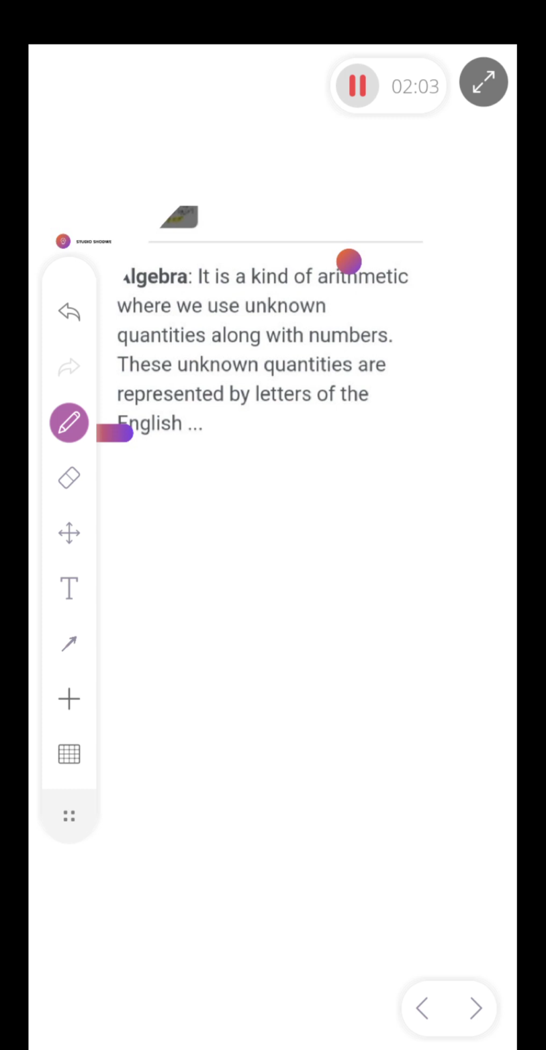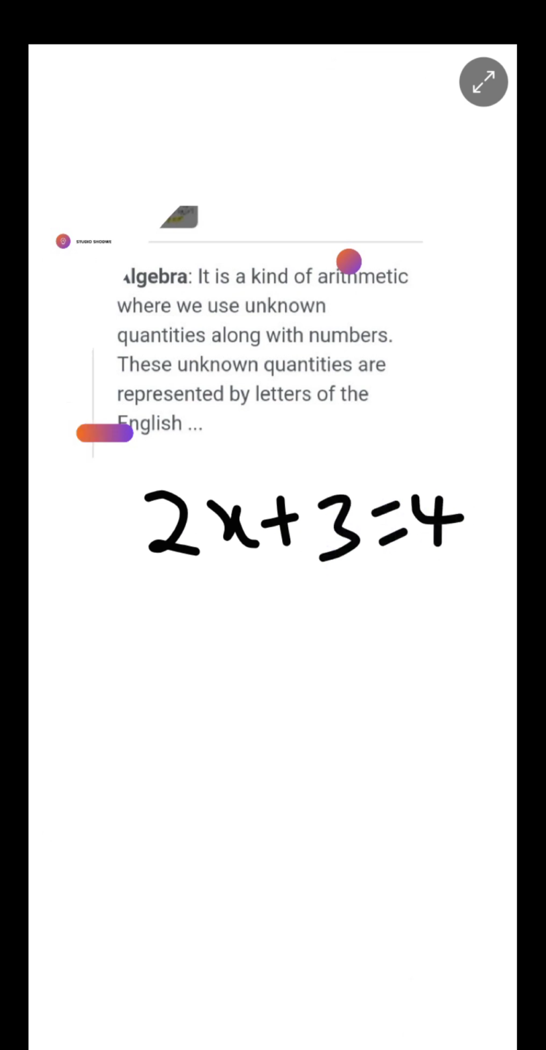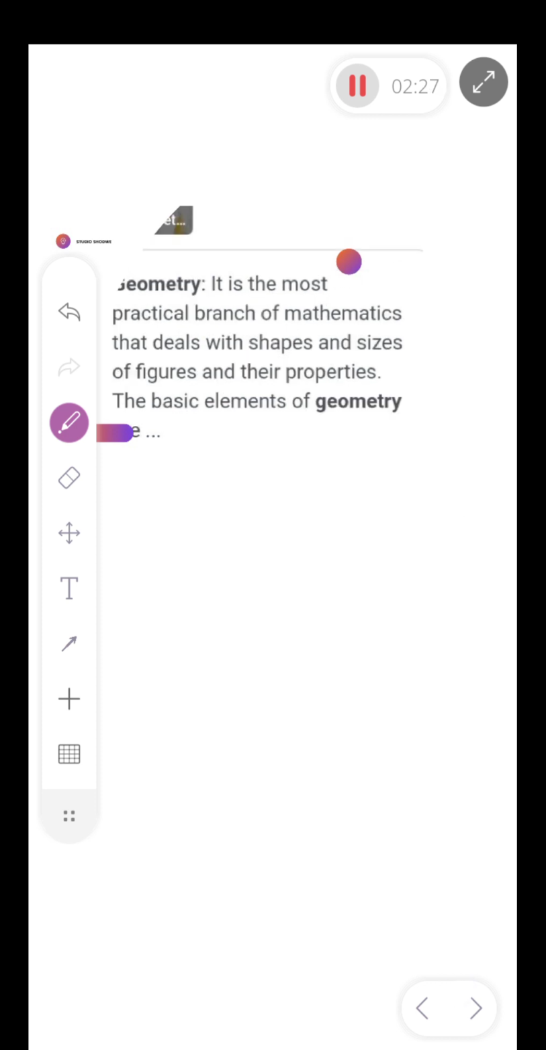For example, when we have 2x plus 3 is equal to 4, you will be asked to find the value of x in this equation. So this type of equation or this type of problem is called the algebra aspect of mathematics. It deals with using unknown quantities along with numbers. Then we have another branch of mathematics, which is geometry.